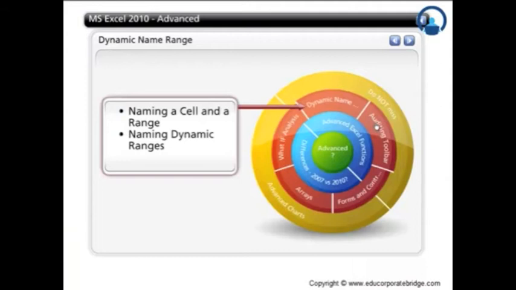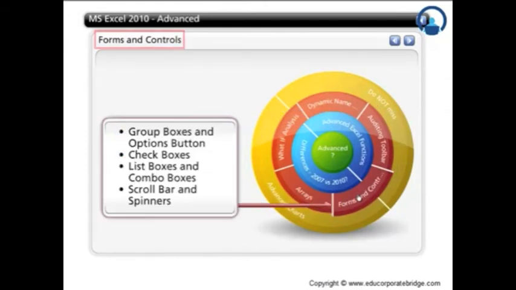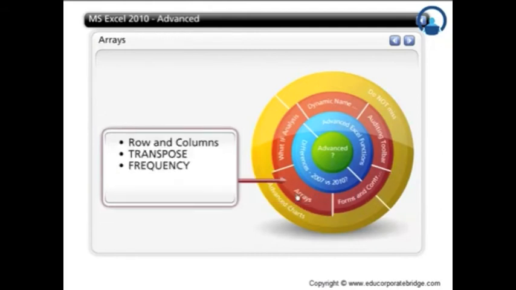We will also learn how the auditing toolbar actually works and how we can audit a formula using the watch window. We will see there are different kinds of form controls like group boxes, check boxes, list boxes, combo boxes, scroll bars and spinners. So we will also learn those things as well. In addition to that, we will also learn arrays, which are very useful functions when we are dealing with databases. We will also learn transpose and frequency functions.